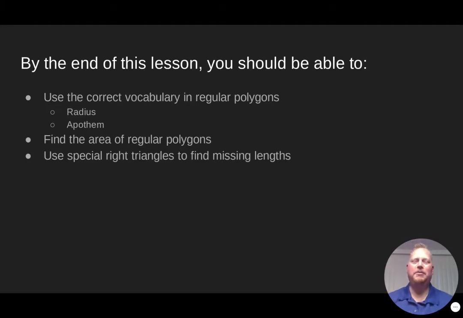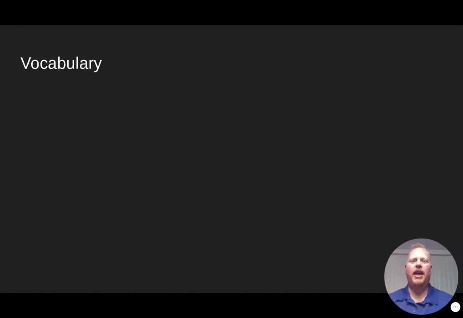All right, you also need to be able to find the area of regular polygons. You also need to be able to use special right triangles to find missing lengths. By special right triangles, I mean the 45-45 right triangle and also the 30-60-90 triangle. So let's start off with vocabulary.